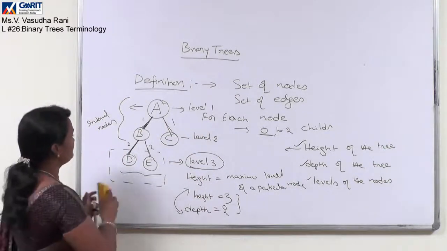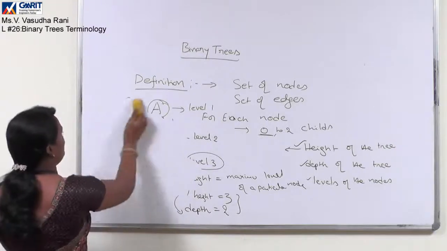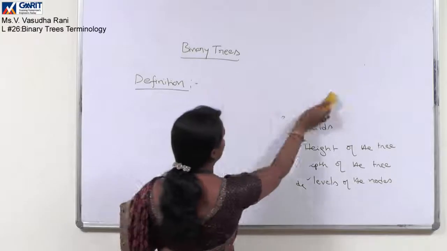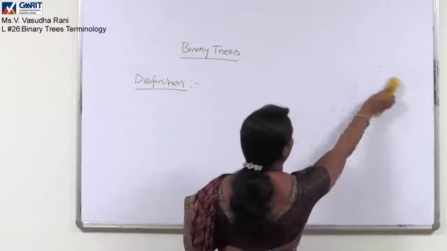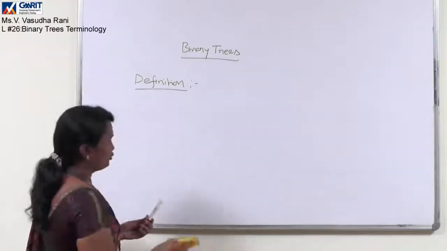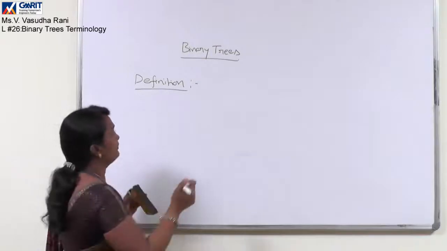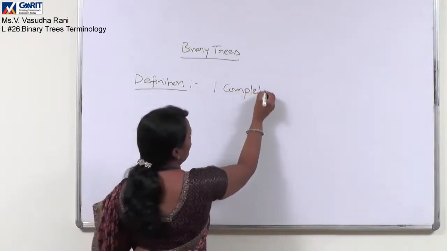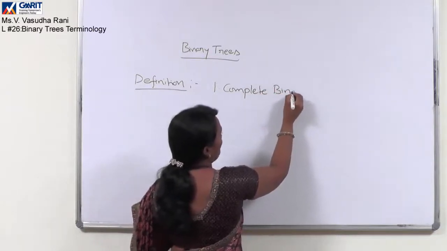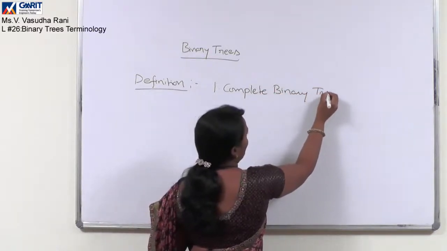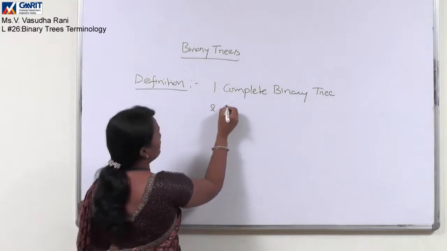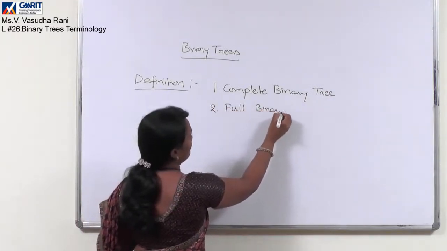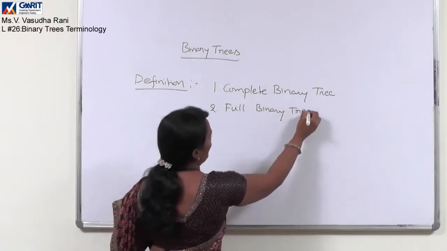Then we will see two types of binary trees. One is complete binary tree, and another one is full binary tree.